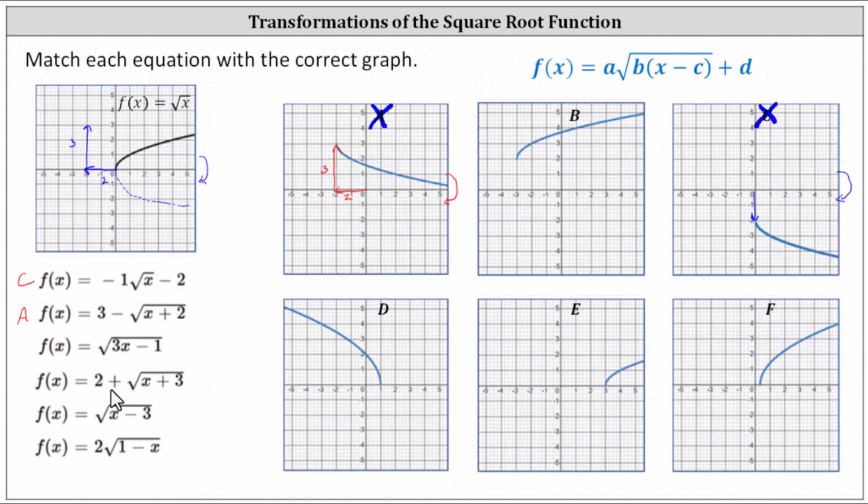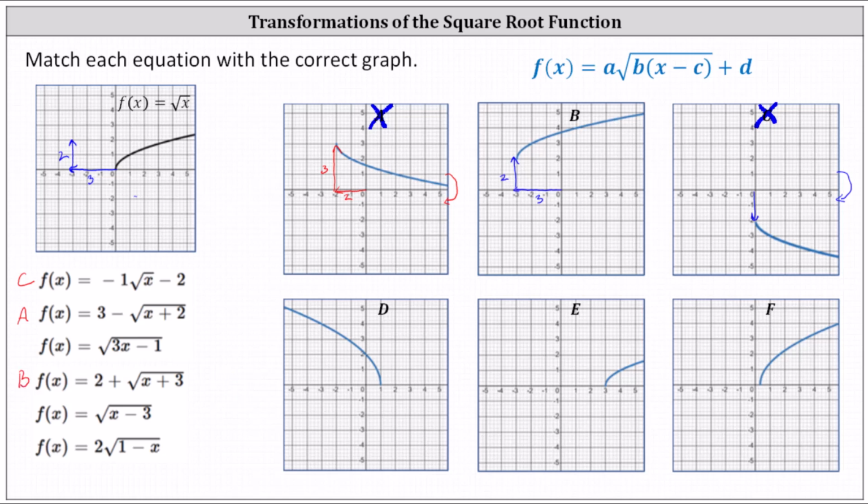We have f of x equals 2 plus the square root of the quantity x plus 3. The x plus 3 indicates c equals negative 3, and the constant 2 is d. This indicates the graph of the function is the graph of the basic square root function, shifted left 3 units because c is negative 3, and then up 2 units because d is positive 2. Analyzing the remaining graphs, notice the correct graph is B. This is the graph of the basic square root function, shifted left 3 units, and then up 2 units.